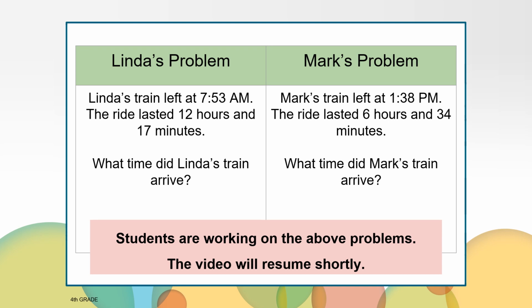Here is Mark's problem. Mark's train left at 1:38 p.m. The ride lasted 6 hours and 34 minutes. What time did Mark's train arrive? You will have 5 minutes to solve the problems on the screen. When the 5 minutes is up, come back and we'll take a look at the answers.